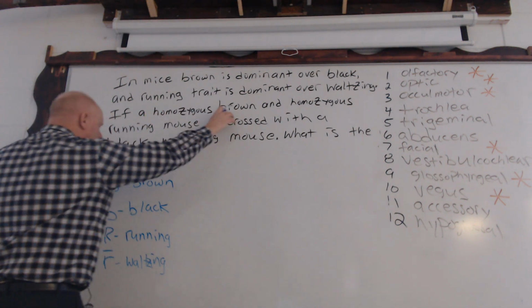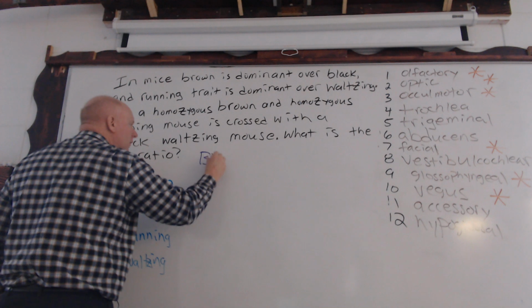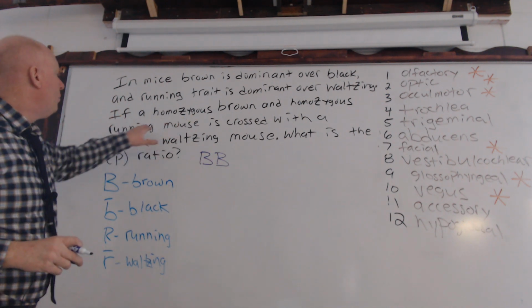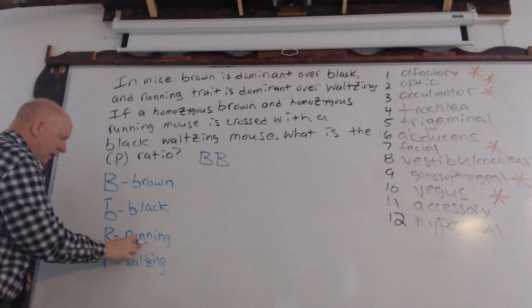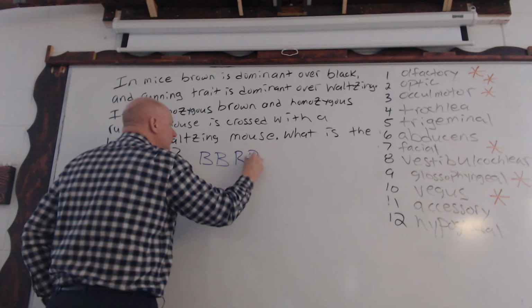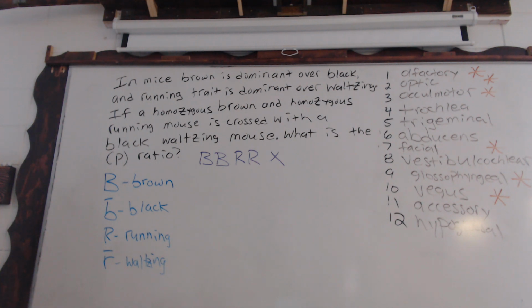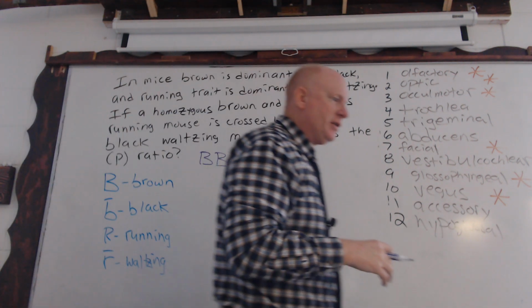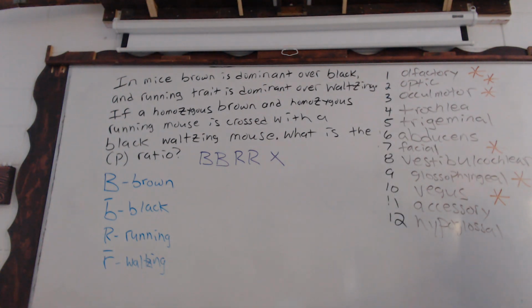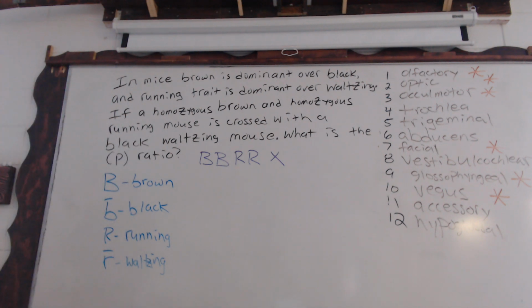So now we're going to utilize that vocabulary again. Homozygous brown. Okay, so here's our brown trait. It's homozygous, so we got two capital B's. Okay, and homozygous running. Well, here's our running trait, and if it's homozygous, well then it's two capital R's. Okay, then is crossed with a black waltzing mouse. It doesn't say it's homozygous dominant. It doesn't say it's homozygous recessive. It doesn't even say that it's heterozygous. It just says that it's a black waltzing mouse. So I want you to think about, what are the two alleles if it is black coat color?